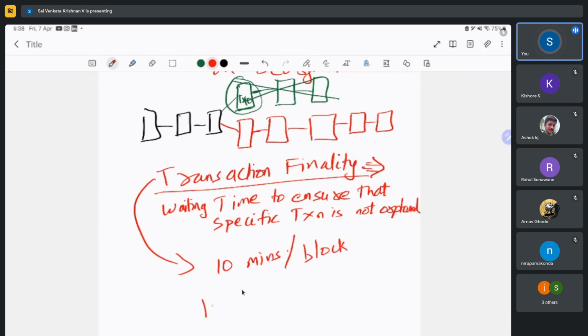It is enough if I wait for 1 hour, because 6 blocks are getting added on top of the blockchain. Once 6 blocks are added on top of a specific transaction, I can be sure, with a probability of error less than 0.0001, that my transaction is permanent in the blockchain. It won't be orphaned out in the future. So this is transaction finality.